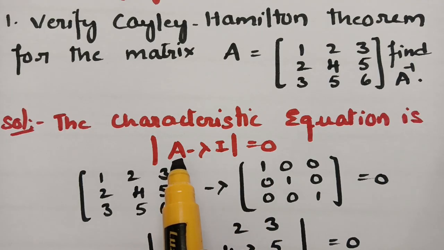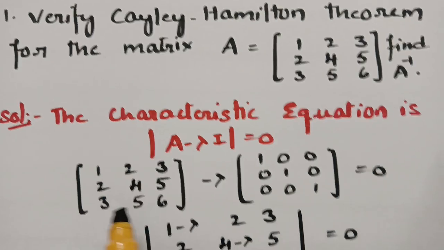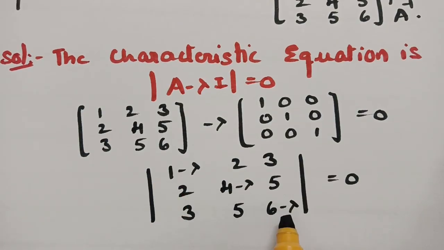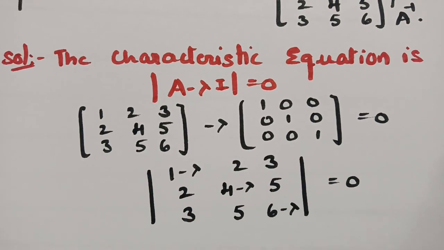So A is the given matrix. So here this is [1, 2, 3; 2, 4, 5; 3, 5, 6] minus lambda times I. I means the identity matrix. See here, we have to multiply the diagonal elements with lambda and subtract from this. So from the diagonal we have to subtract lambda. So here is the subtraction part, and this is the characteristic equation if you solve this determinant.